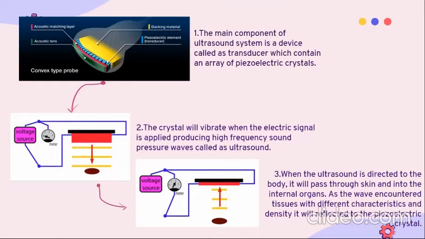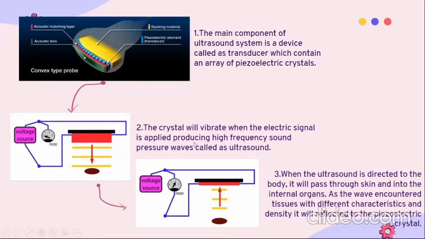Moving on to the next slide, we are going to talk about more of the technicality of the ultrasound system. Now, the main component of the ultrasound system is a device called a transducer, which contains an array of piezoelectric crystals. Inside this piezoelectric element, we have a crystal we call quartz. We use these crystals because they can change shape rapidly, meaning that they are easy to vibrate. If they are easy to vibrate, we can generate a high frequency with it.